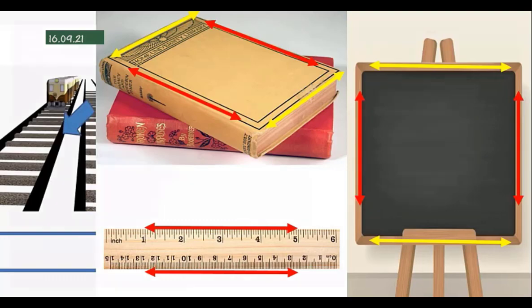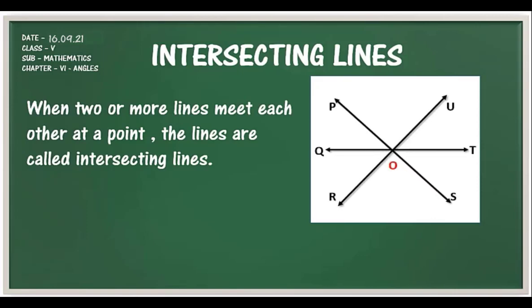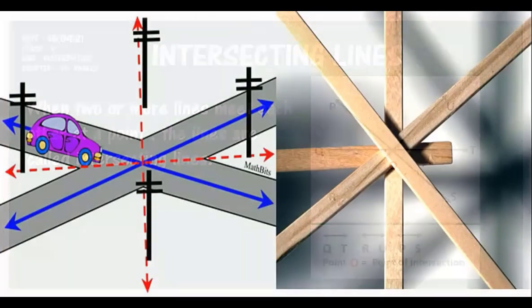What are intersecting lines? When two or more lines meet each other at a point, the lines are called intersecting lines. For example, in this image, you can see that lines QT, RU and PS intersect at point O. The lines QT, RU and PS are called intersecting lines. All of them meet at point O. Therefore, point O is called the point of intersection. Here you can see some real life images of intersecting lines.